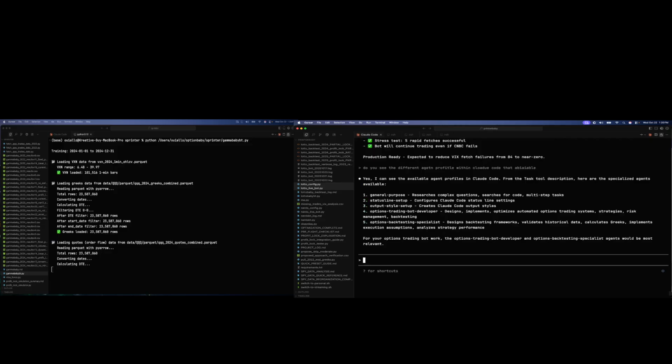So we have a general purpose agent, right? I also created this option trading bot developer: design, implement, optimize automated option trading system strategies and risk management and backtesting. We also created this option backtesting specialist: design backtesting framework to validate historical data, calculate Greeks, implement execution assumptions, and analyze strategy performance, right? So we have those two different agents, quote unquote, that we created within Claude Code. Now, I think it's hokum. So let's check live on how they work and how they do, right?